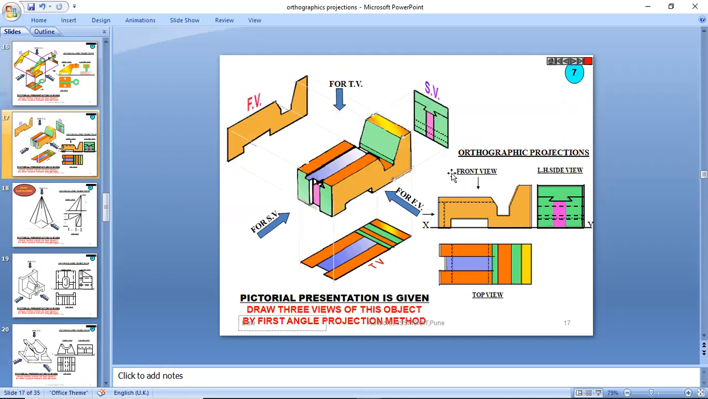In the next example, you are looking at the object in this direction, that is the front view. You are looking at this front view in this way. For the top view, you are looking at this side, and these two sides are there. And in the side view, you are looking at these sides in this way.